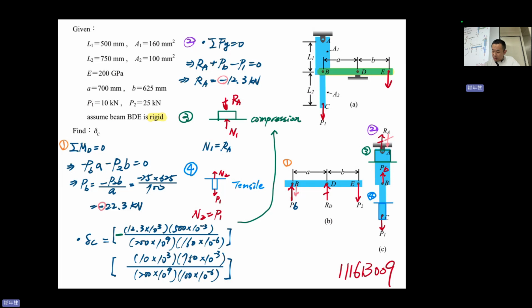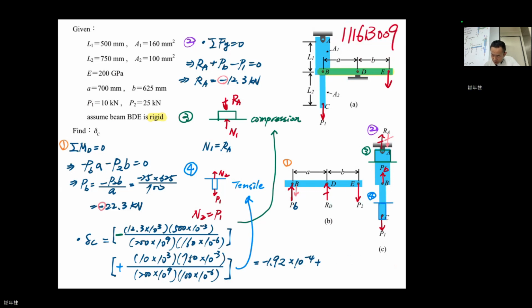And then, because this is the bottom part of it, and it has tensile, okay? And finally, minus 1.92 times 10 to minus 4 plus, sorry, I should move a little bit here, and 3.75 times 10 to minus 4 m. So we finally get 0.183 millimeter.